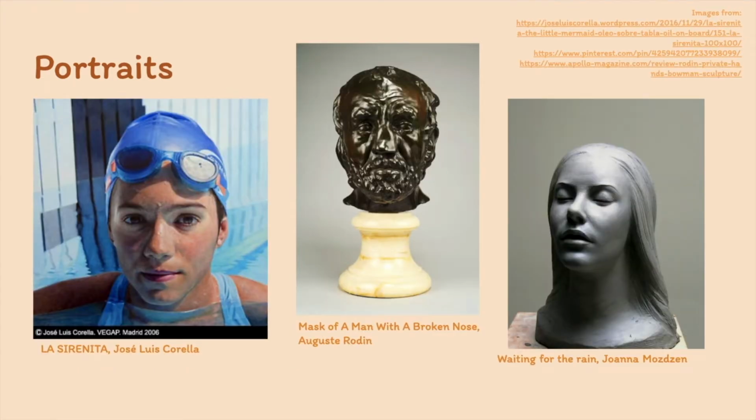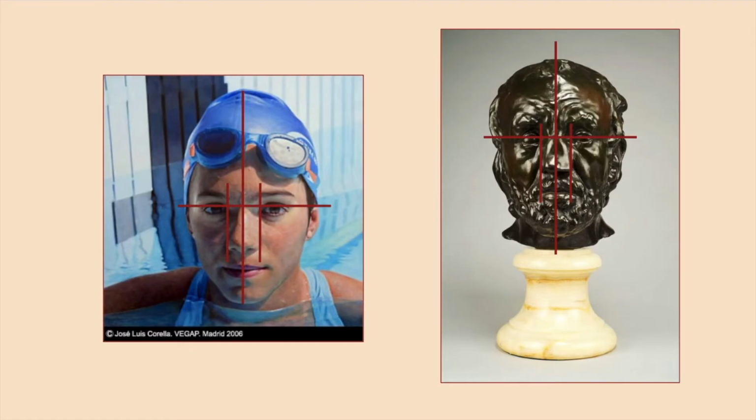Proportions can be seen in portrait works, such as the painting on the left by Jose Corella. It also extends to 3D art, such as sculptures as seen in Rodin's Mask of a Man with a Broken Nose and Waiting for the Rain by Joanna Motzon. As you can see, you can draw imaginary lines to mark out the proportions on the painting and the sculpture.